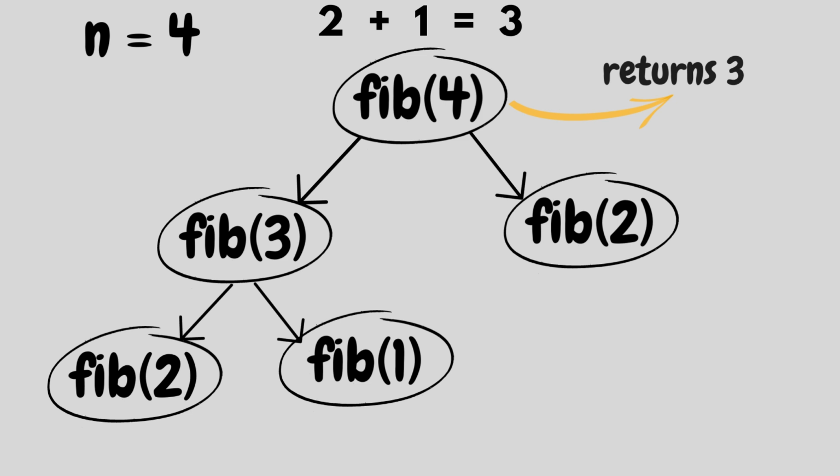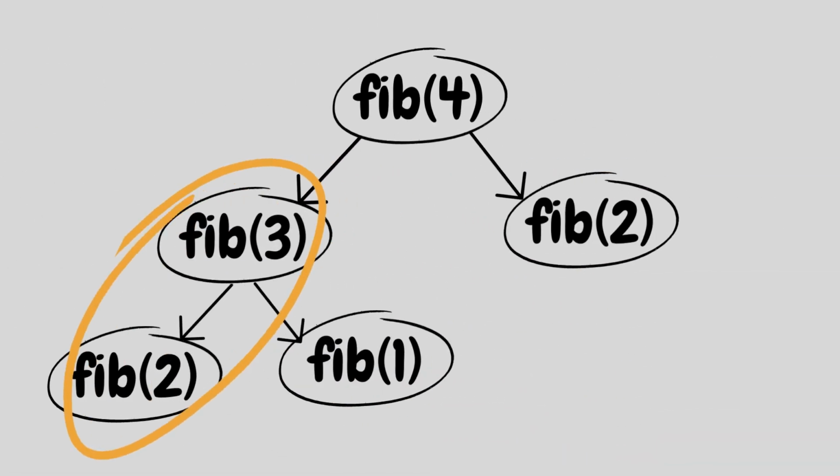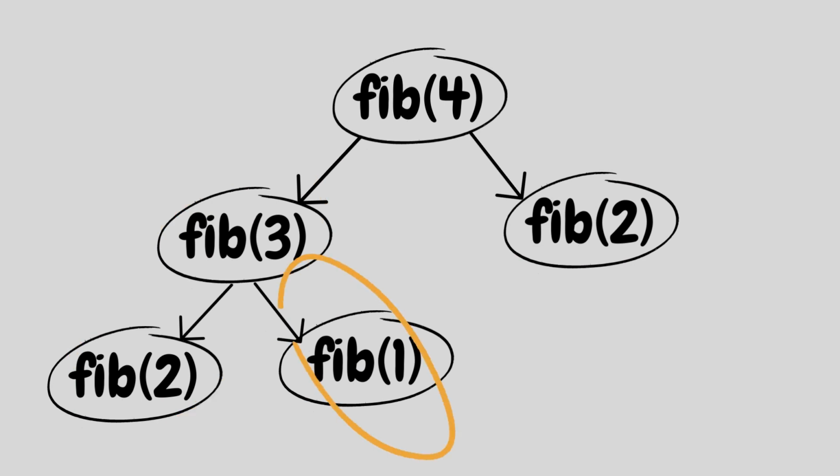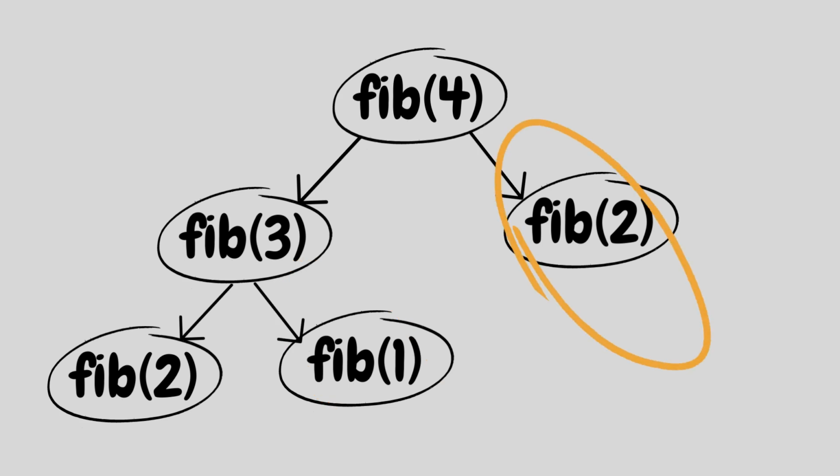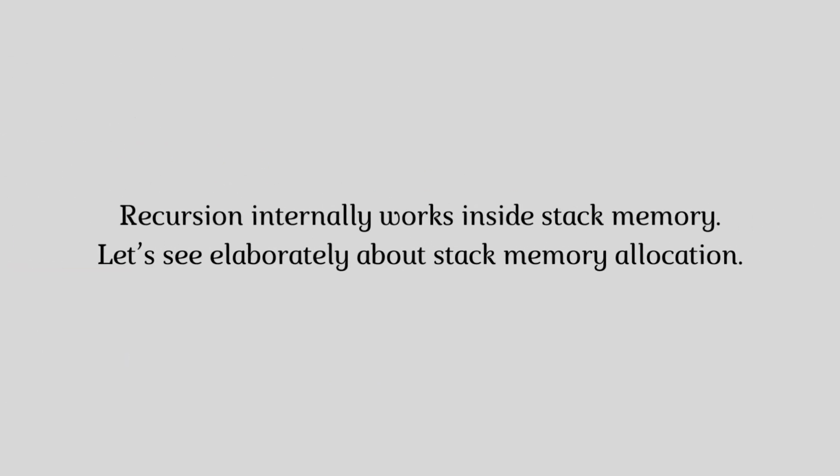This is how this function works. In recursion, first the functions present in the right side of the recursive tree is called, only then the functions in the left side of the recursive tree is called. Hence it follows the path of depth first search tree. Recursion internally works inside stack memory. Let's see elaborately about stack memory allocation.